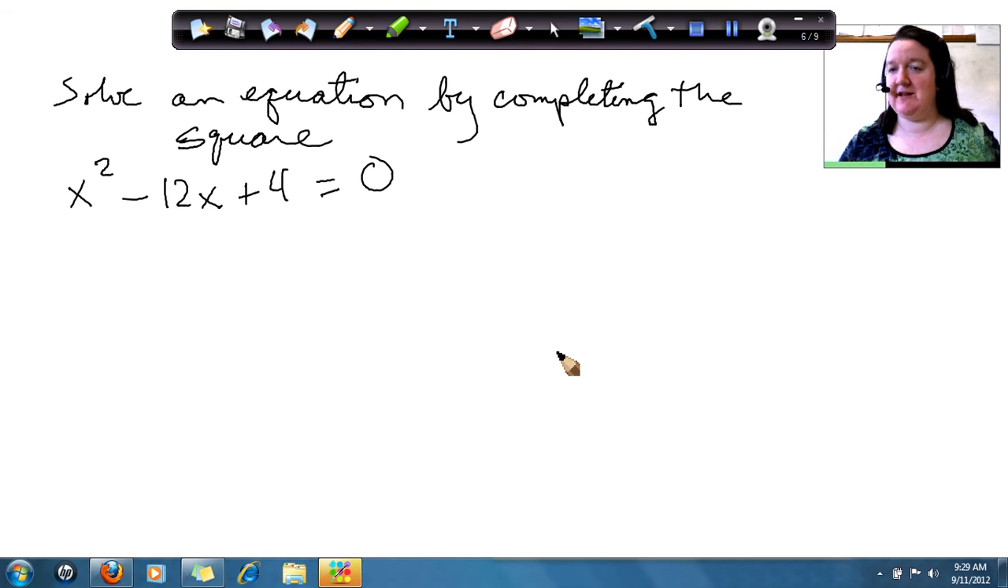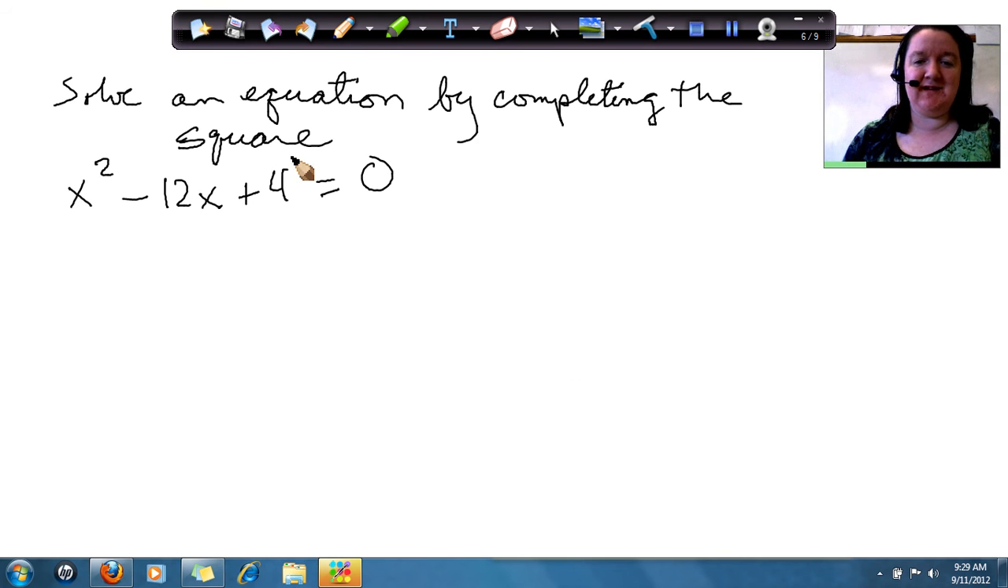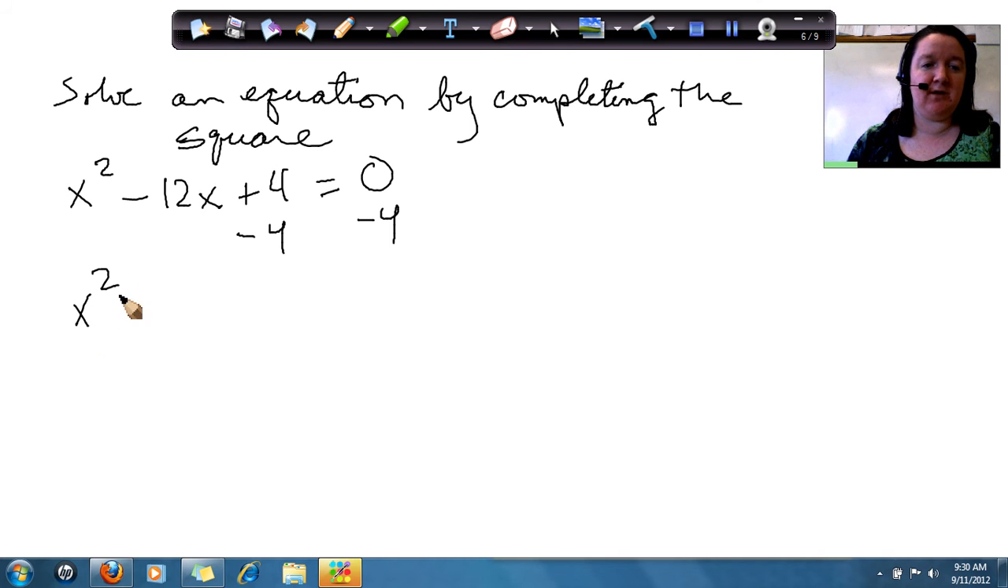Good morning. Let's look at Big Idea C from Chapter 1, Section 7. Here we're going to solve an equation by completing the square. What we have to do is extend upon what we did in Big Idea B. But first, we have something that's added to the end. We're going to move that over to the other side first, so we're going to subtract 4. So now I have x squared minus 12x equals a negative 4.